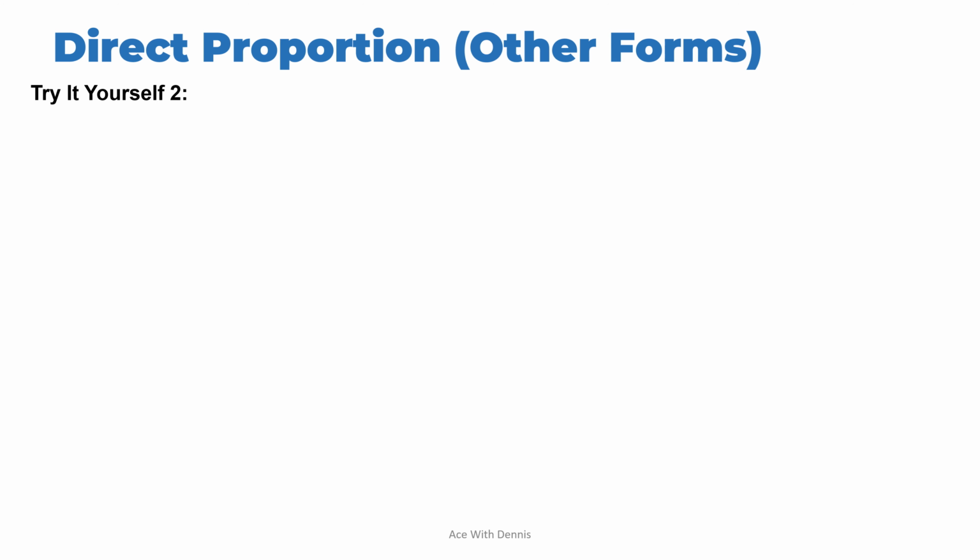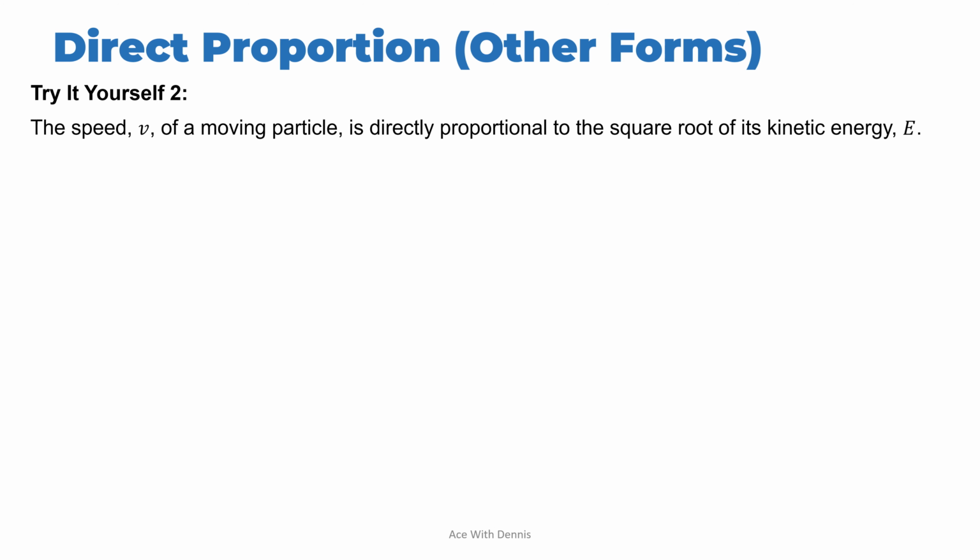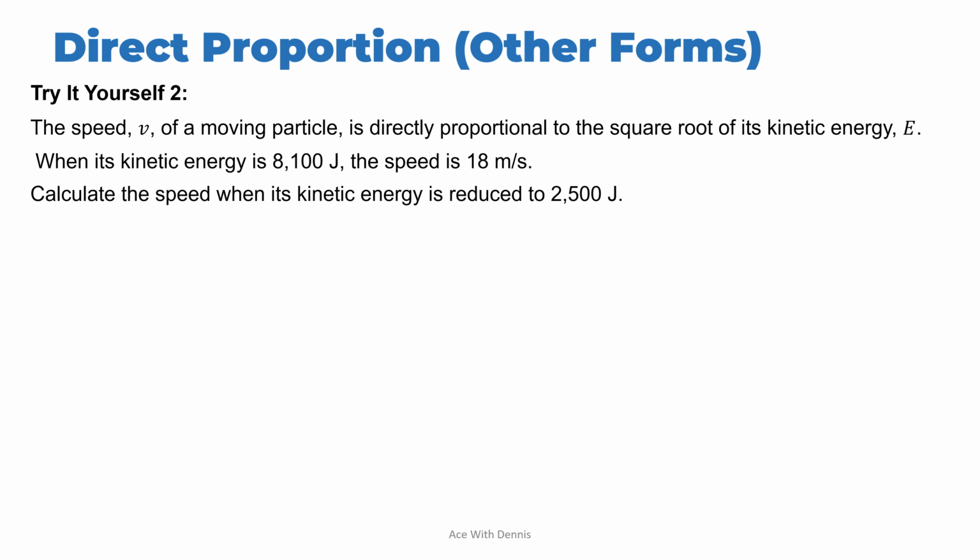Now, you can try this example yourself. The speed v of a moving particle is directly proportional to the square root of its kinetic energy, E. When its kinetic energy is 8,100 joules, the speed is 18 meters per second. Calculate the speed when the kinetic energy is reduced to 2,500 joules.